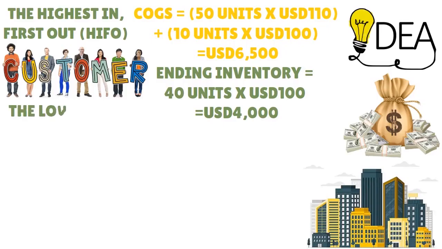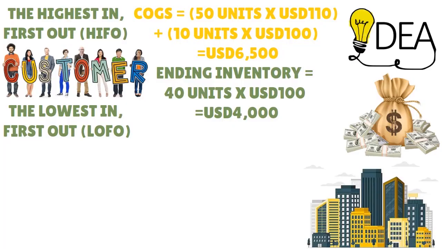So what about LOFO? LOFO is actually the last method to calculate your inventory cost, and LOFO stands for lowest in, first out. So pretty different from HIFO. So the LOFO method assumes that a company will sell its lowest cost inventory first. So like the FIFO-LIFO dichotomy, LOFO is essentially the opposite of HIFO.